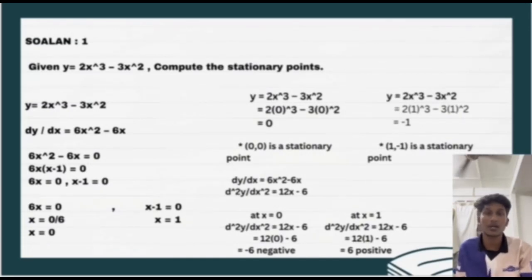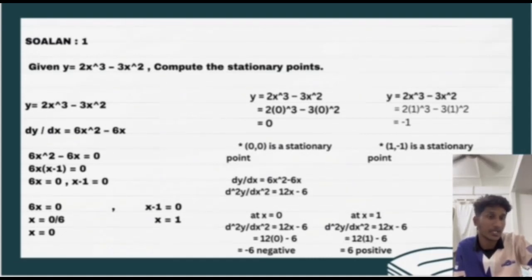The question is about the application of differentiation, maximum and minimum points. Now we go to question 1. Question 1: given y equals 2x power 3 minus 3x power 2, compute the stationary point. First of all, we write down the equation: y equals 2x power 3 minus 3x power 2. Then we need to do the differentiation. dy over dx equals 6x power 2 minus 6x.